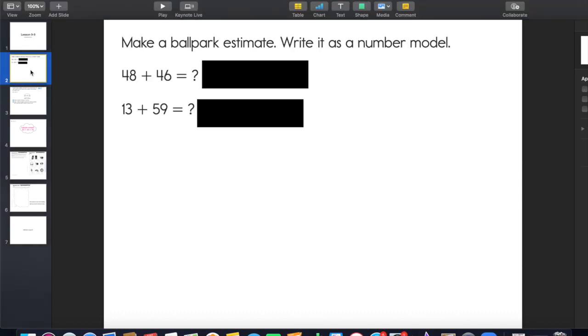So let's get started. Make a ballpark estimate. Write it as a number model. So pause the video, find something to write on, and make a ballpark estimate for 48 plus 46 and 13 plus 59. And you don't have to solve them, you're just making an estimate.